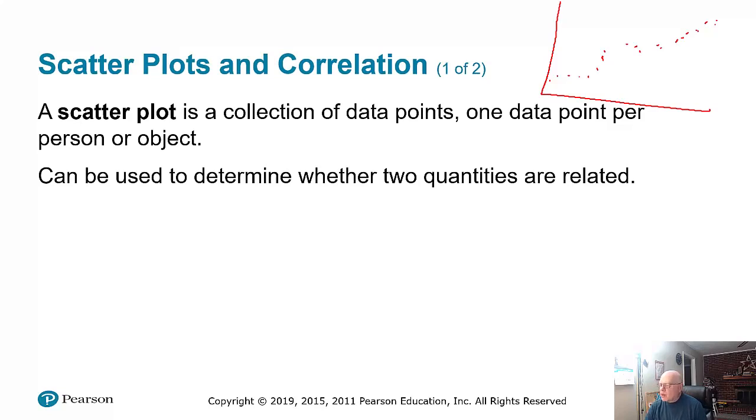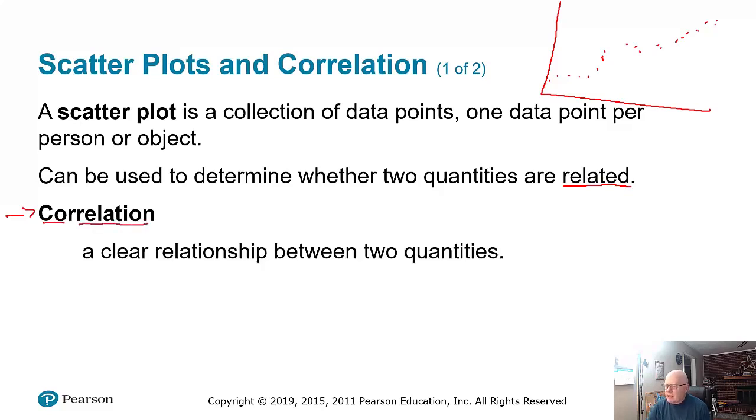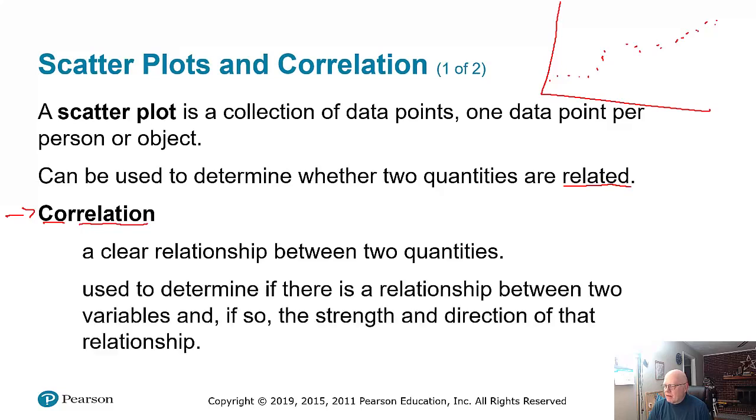We're going to see whether two quantities are related. So correlation is what that means. Are they related? Co-related. See if there's a clear relationship between them. Find out what it is, how strong that correlation is, and what direction is it. Is it positive? Negative? We'll find out.